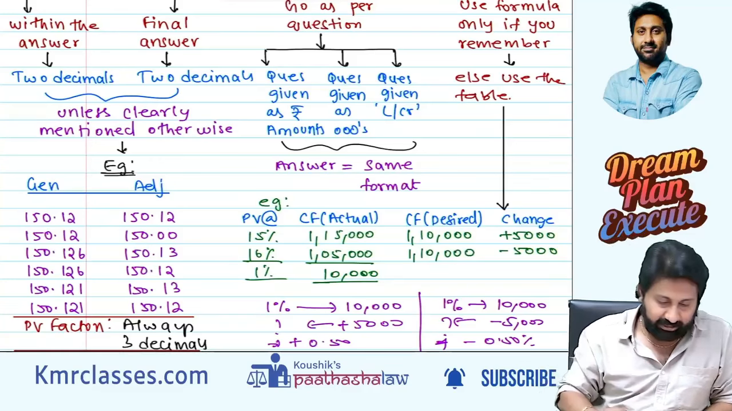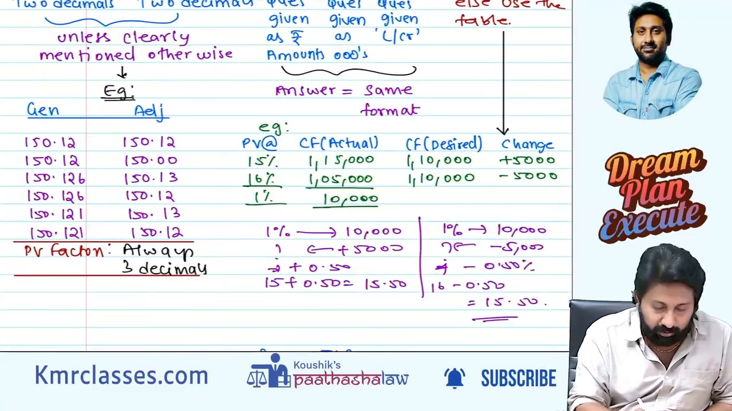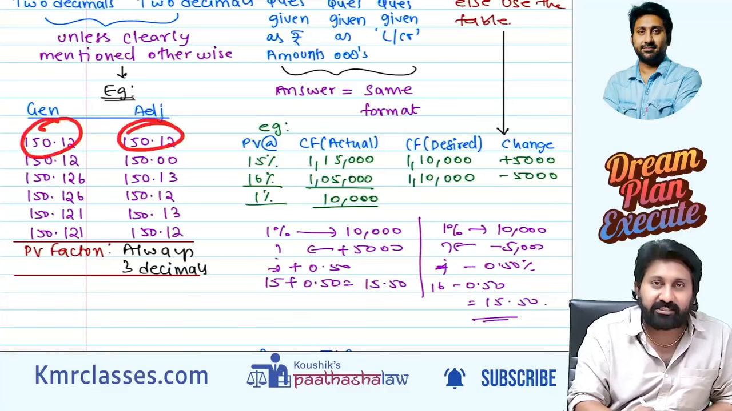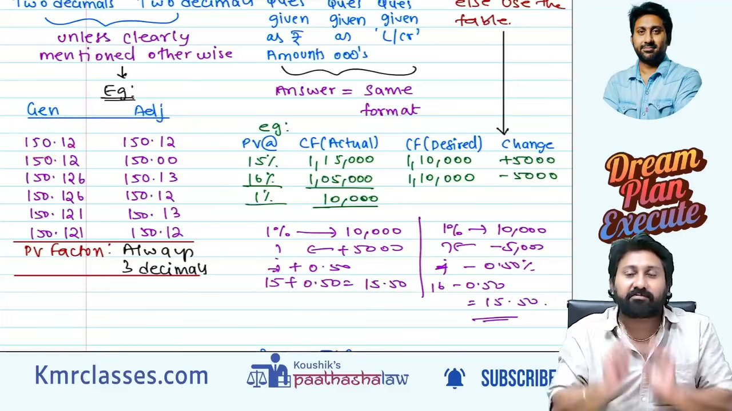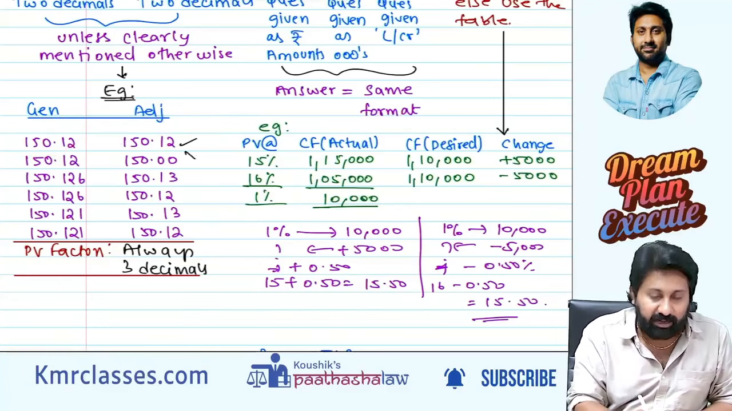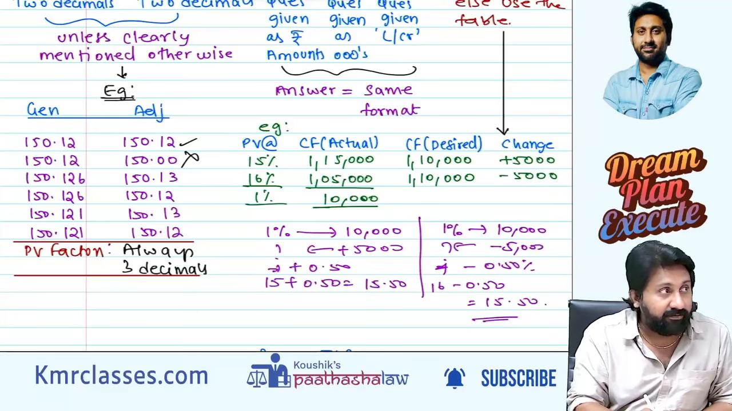Okay, next one. Examples I will tell you. 150.12. You have written 150.12. You got the answer as 150.12. After adjusting the decimals also, you have written the final answer as 150.12. Correct. This is the right way. 150.12, you round it off to 150. Wrong. 150.126, you round it off to 150.13.